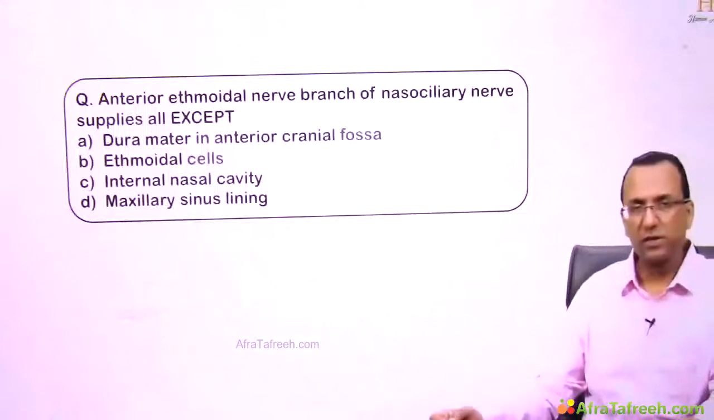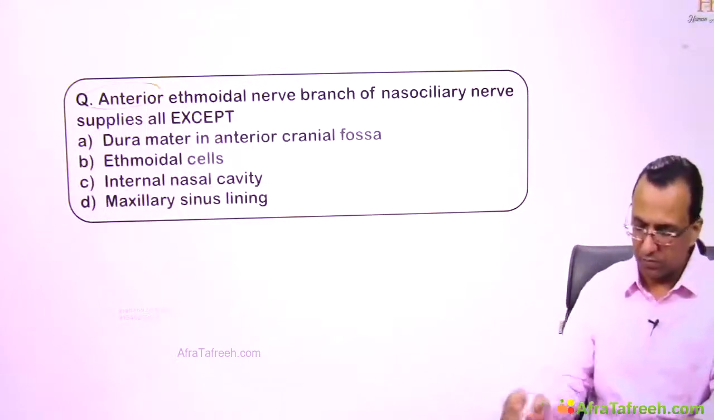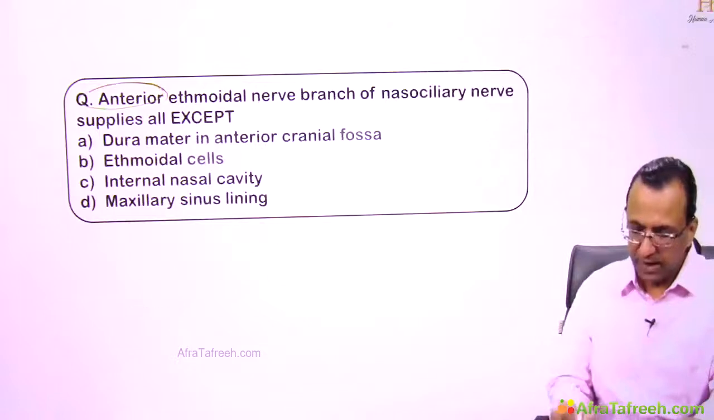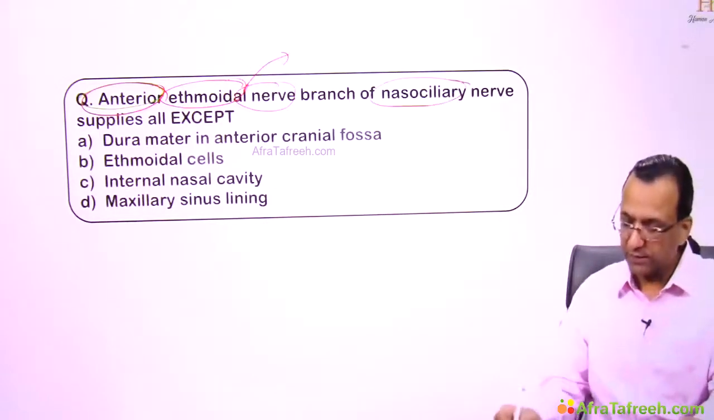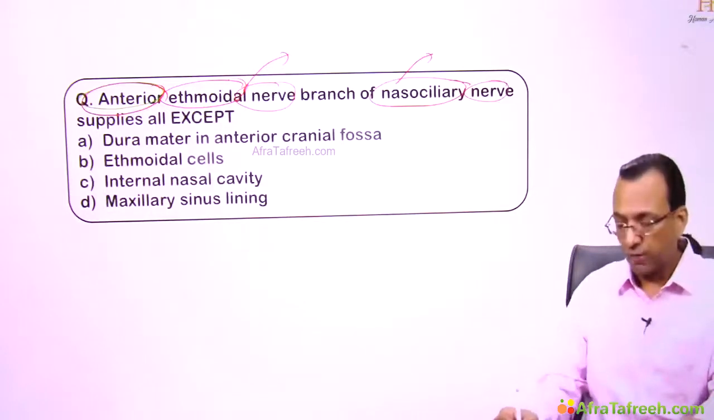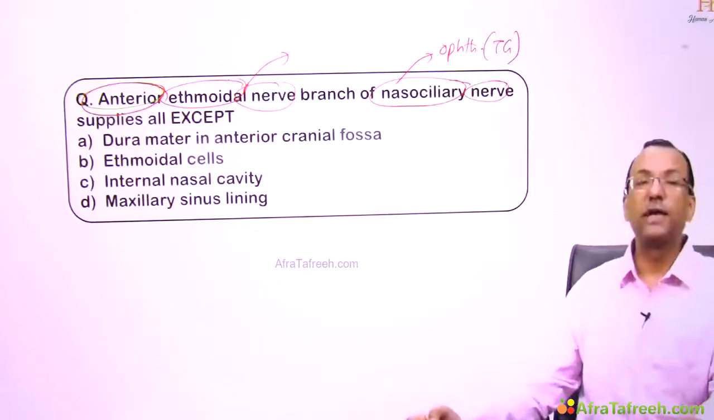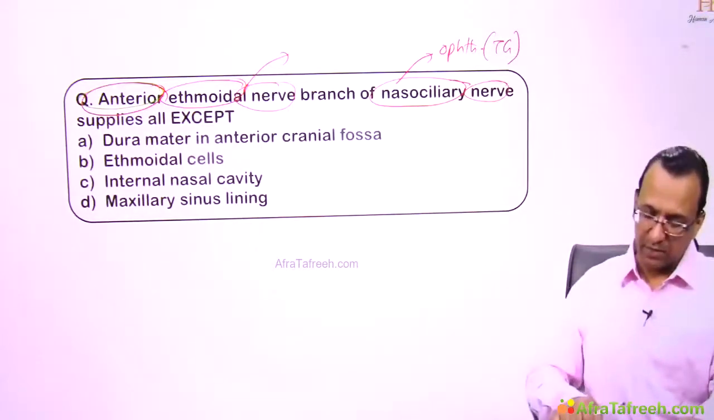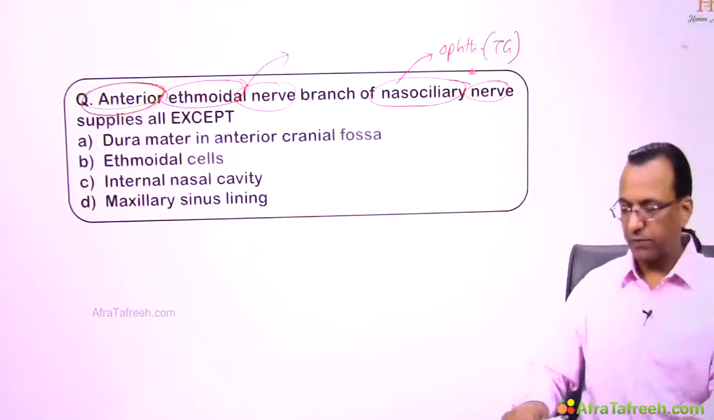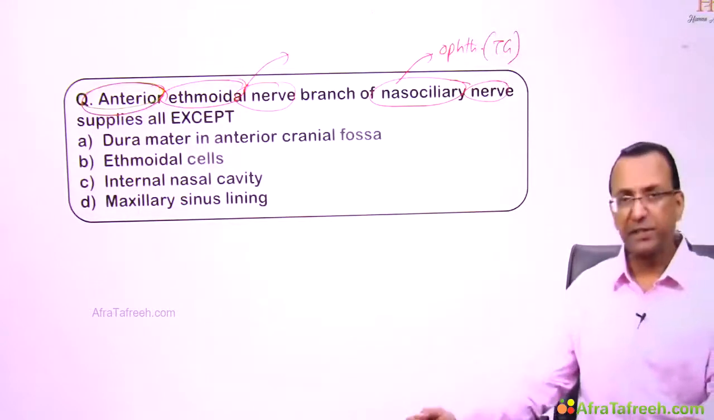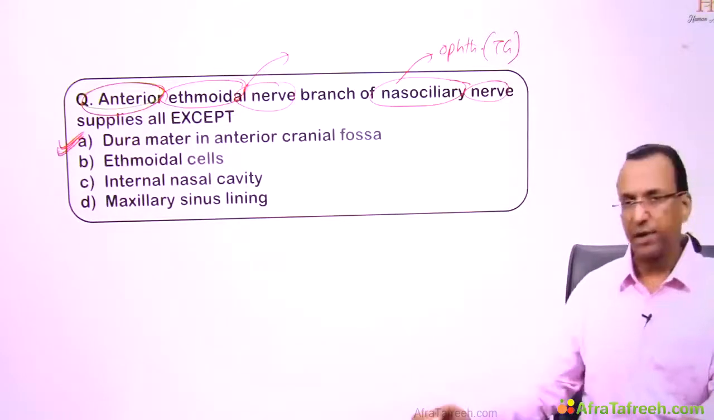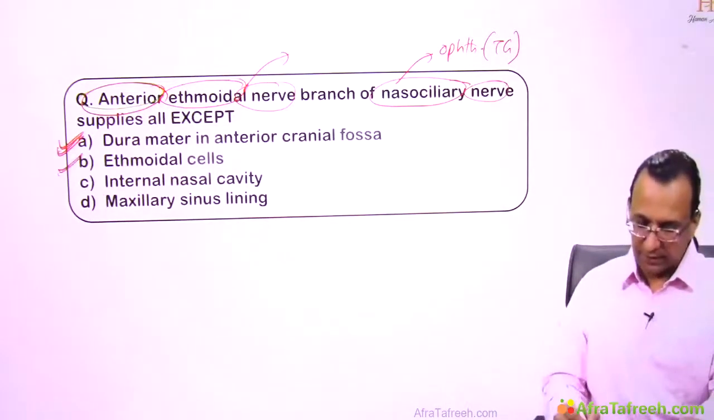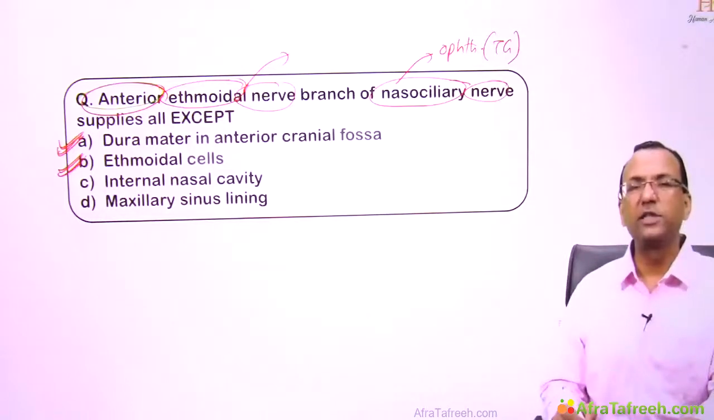But before that, a question has come. The anterior ethmoidal nerve, you know this nerve? It is a branch of the nasociliary nerve, which is a branch of the ophthalmic nerve, which is a branch of the trigeminal nerve. It is supplying everything except which? So you're telling me the anterior ethmoidal nerve is a branch of the nasociliary nerve, a branch of the ophthalmic nerve, a branch of the trigeminal nerve. Yes. What is it not supplying? I think it is supplying the dura mater, the floor of the anterior fossa. Correct. I think it is supplying the ethmoid air sinus, carrying the pain of ethmoid air sinusitis. Yes.